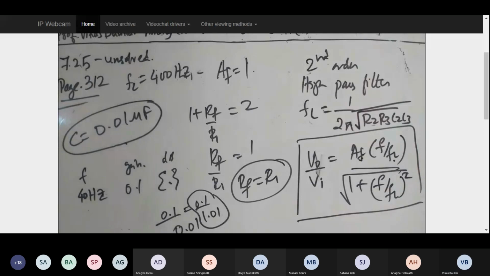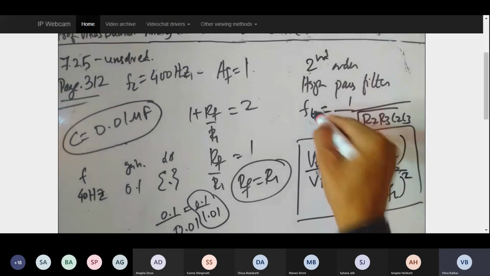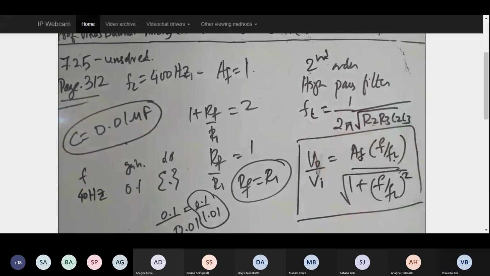And you are supposed to calculate the FL. And again the gain equation will be AF multiplied by F by FL whole divided by AF divided by 1 plus F divided by FL whole to the power 4. For second order, the numerator term will not have F by FL, it will be only AF.